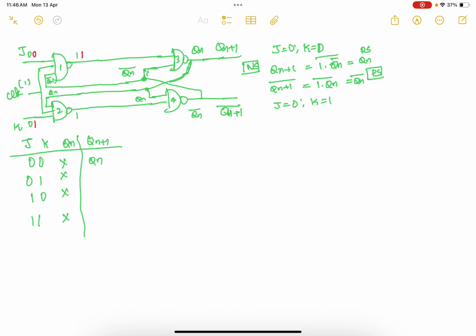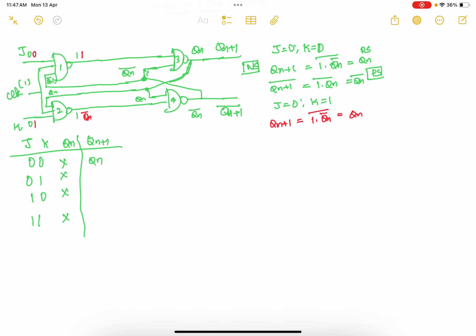First we will focus on the top part. Here, what is the output? You will get 1 into Qn, so Qn will get complemented and the output will be Qn bar. Now I am proceeding with the top side, that is Qn+1. To Qn+1, one of the inputs is 1 and another input is Qn bar, the whole bar, which is nothing but Qn.